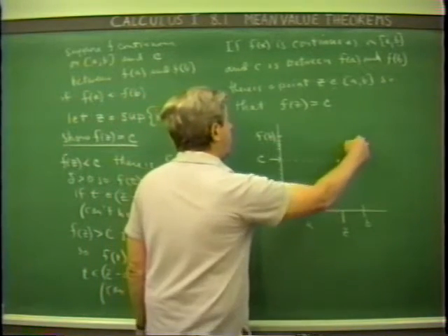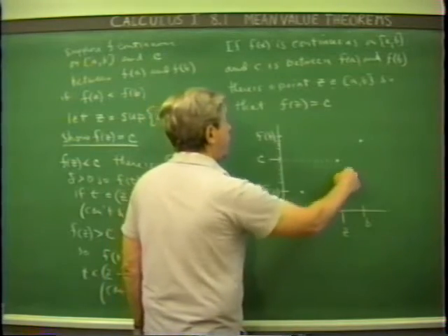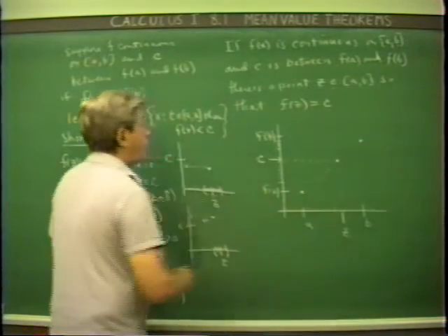Especially if it's a nice smooth function, it goes from f of A to f of B, its graph does.